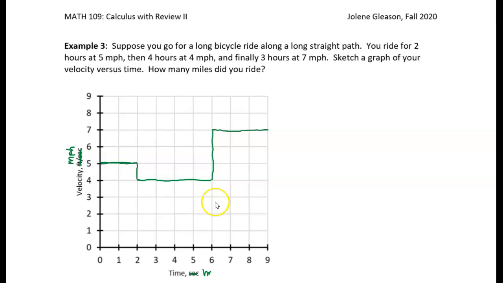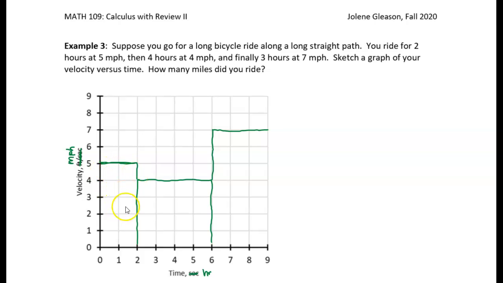Okay? All right. The next thing we're asked to do is find the number of miles that we rode. Okay, well, so the key thing is to remember that the area under the velocity curve, in this case, it's not very curvy, but it's a bunch of horizontal line segments. The area under the velocity curve is the distance. So let's look at the areas here.